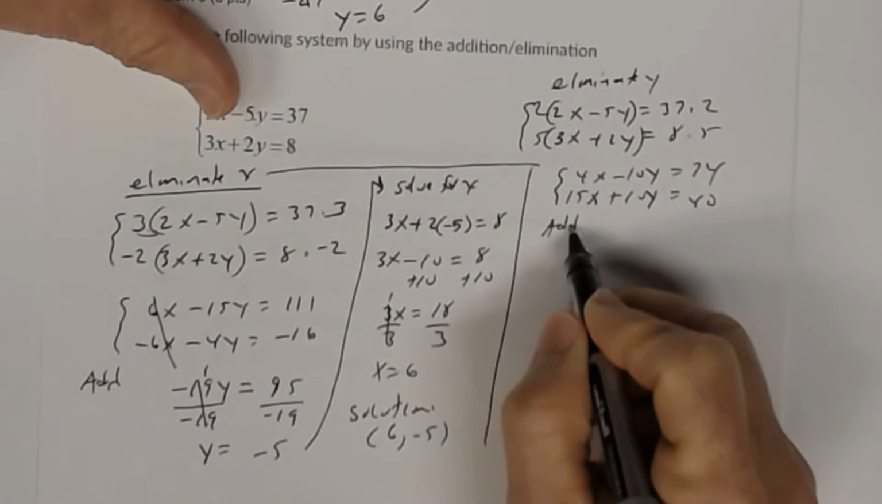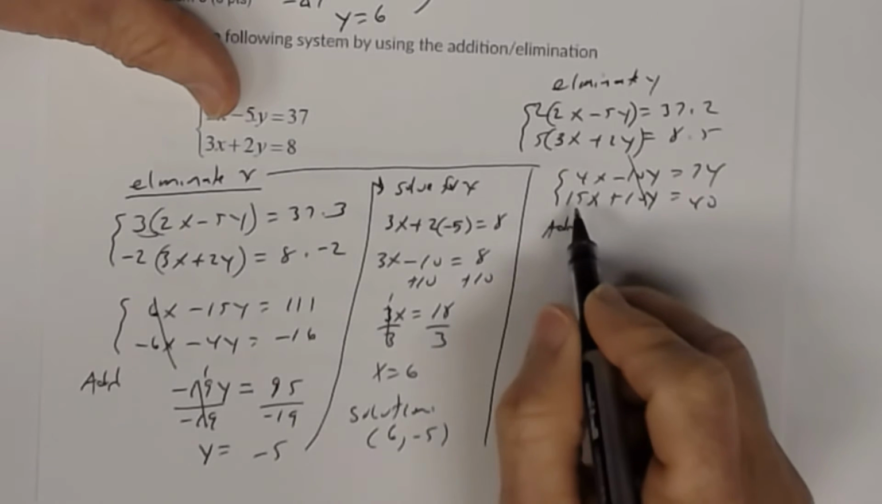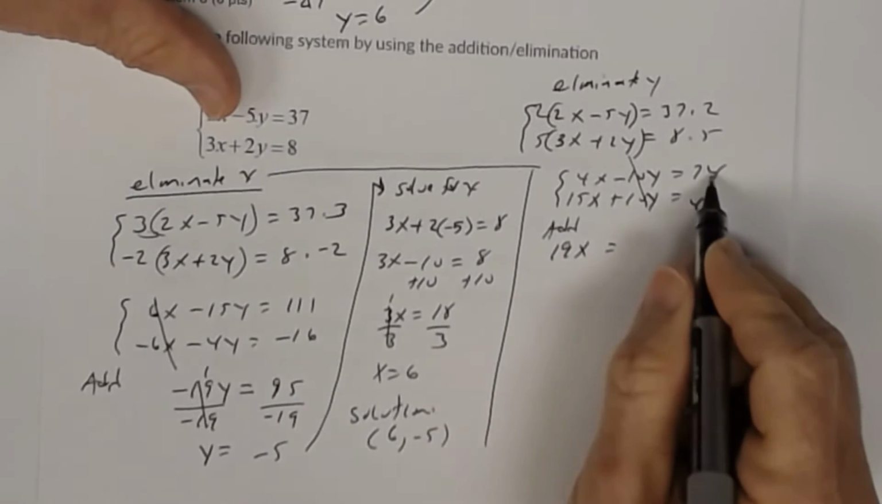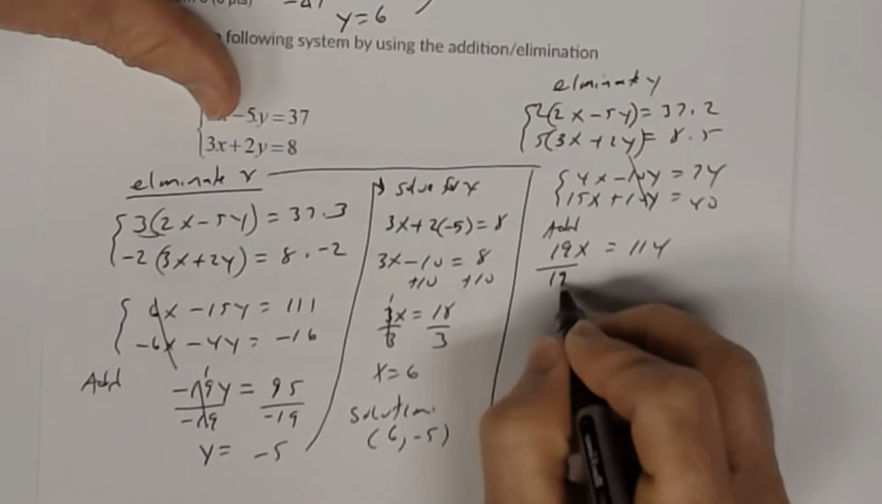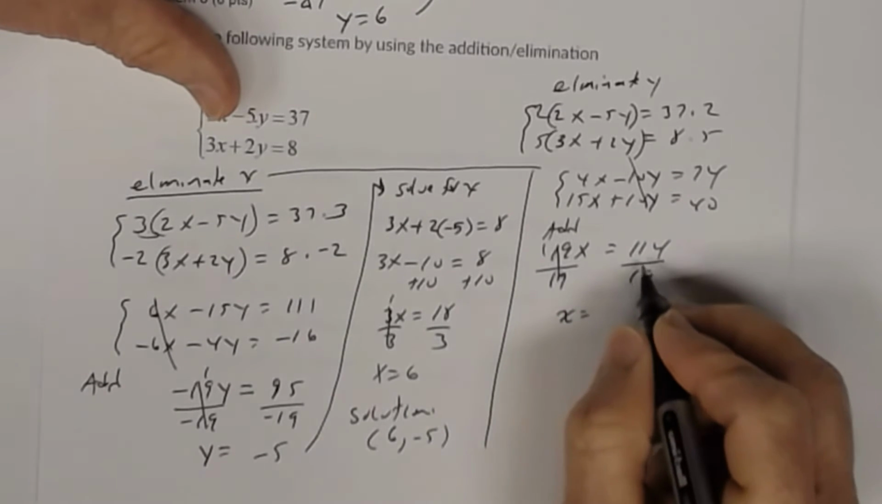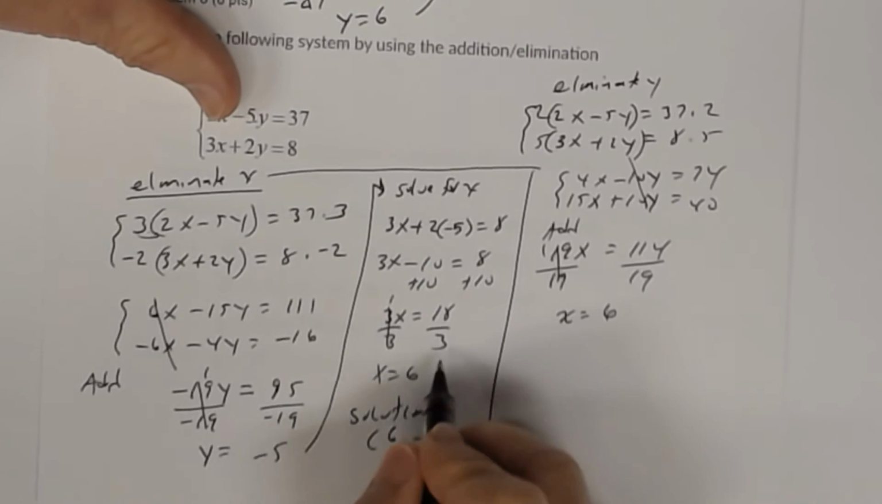Now I can add these because now when I add these, the y's are opposites, so they will become 0. So 4x and 15x is 19x equals, and then 74 plus 40 is 114. Divide both sides by 19. I get x to be 114 divided by 19, which is 6. And that's the same as we got here.